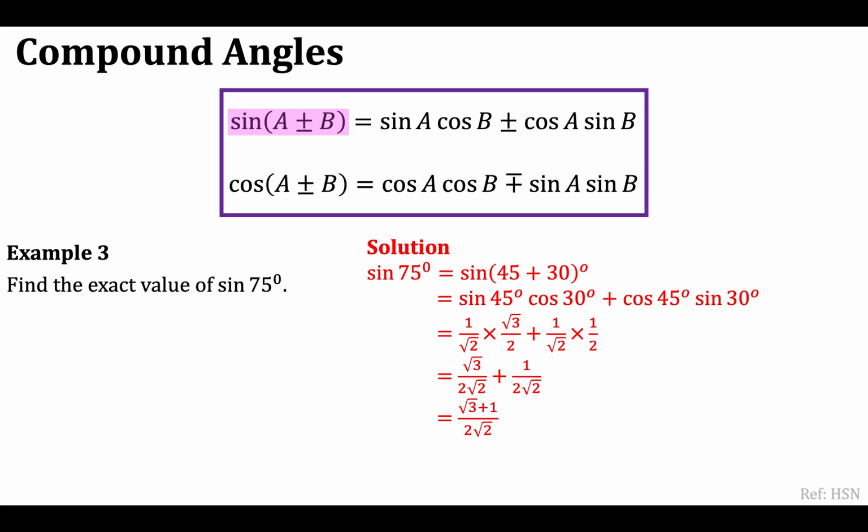Now this would be an acceptable answer at this point, but we might want to rationalise the denominator. So in order to do that, we need to multiply by root 2 over root 2. That's the equivalent of 1. And carrying out that multiplication gives us root 6 plus root 2 all over 4, because our root 2 times root 2 is 2, multiplied by 2 gives us 4. And that's our final answer there.